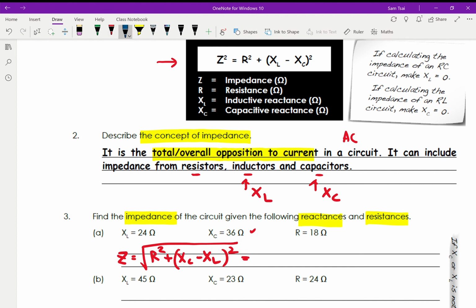Now I can put the numbers in. R is 18, XC is 36, and XL is 24, and you take the square. Go to the calculator, and you should get the answer of about 21.6. To two significant figures you can round it to 22 ohms. I hope this makes sense.